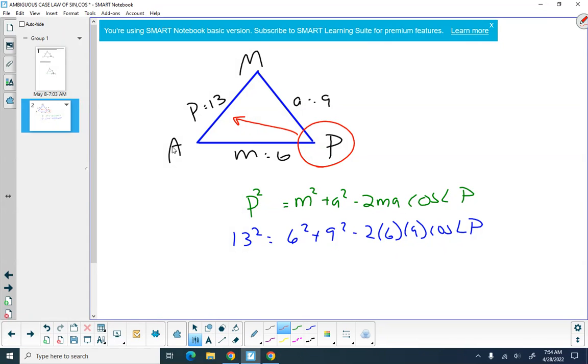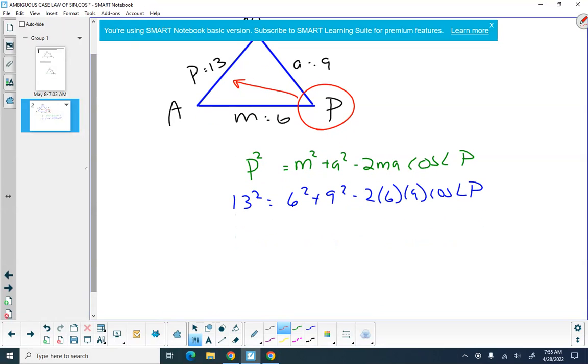Now we have to solve for the angle, so we have to subtract our square terms over, and then get one coefficient using -2 times 6 times 9. Once again, get one coefficient. Do not lose your negative sign with this.